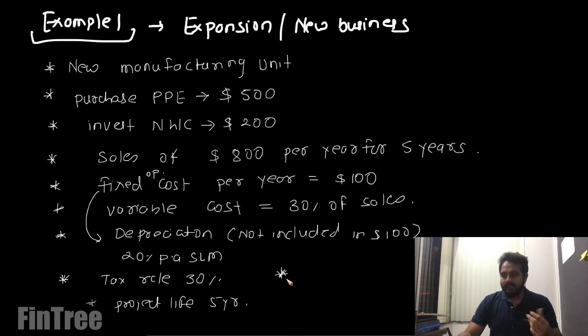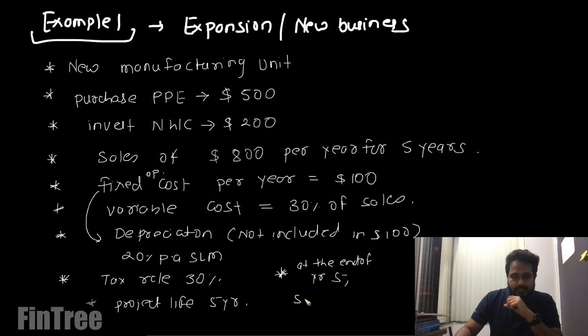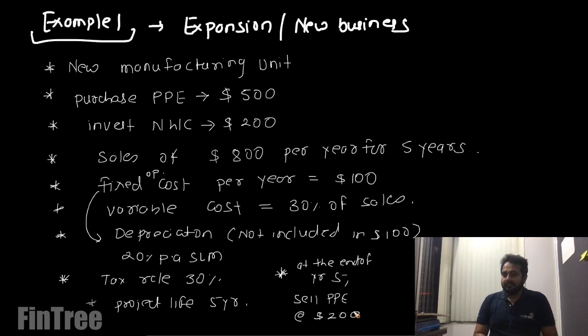And let's add some flavor to our case study. So let us say that at the end of year 5, you can sell the property, plant and equipment at a price of $200. Now that's it. This is a very simplistic representation of what you'd see on the exam.